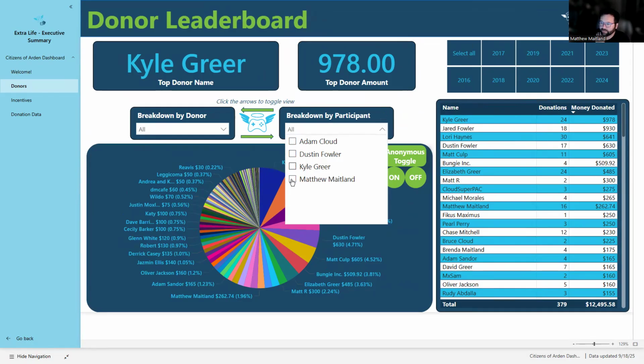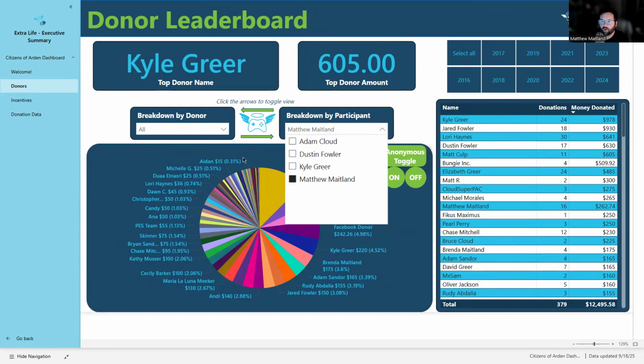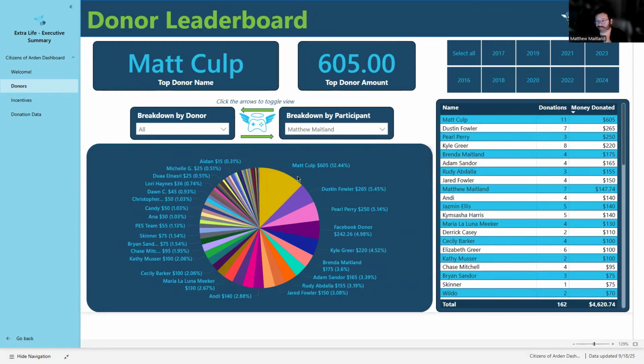So, breakdown by participant, you can break it down. We'll look at myself. So, who are my top donors? Here again, you can see Matt Culp with 605, and then my good buddy Dustin Fowler coming in at second place for me. But he is nowhere near Matt Culp. Matt Culp is like clockwork, donating at least 50, sometimes $100 every single year. I cannot stress how thankful I am for all that he does for the kids. And I'm sure it has nothing to do with just wanting to watch me suffer every year.